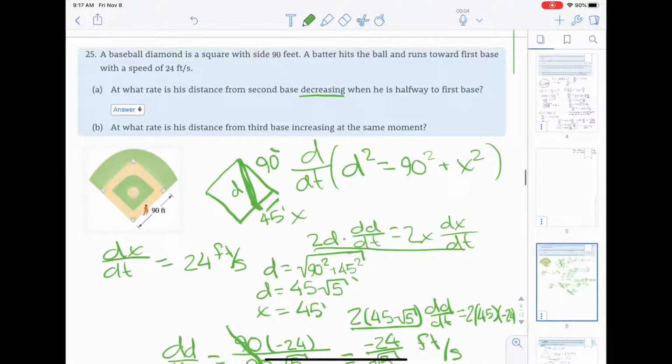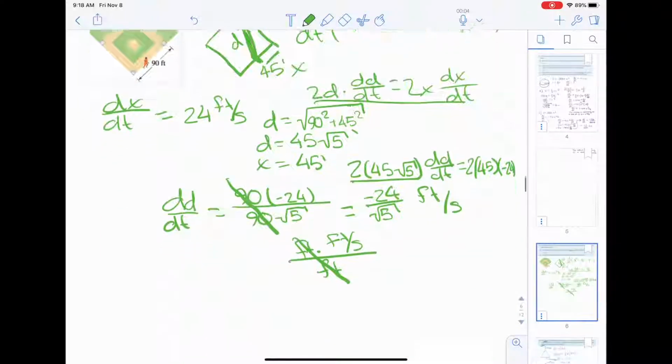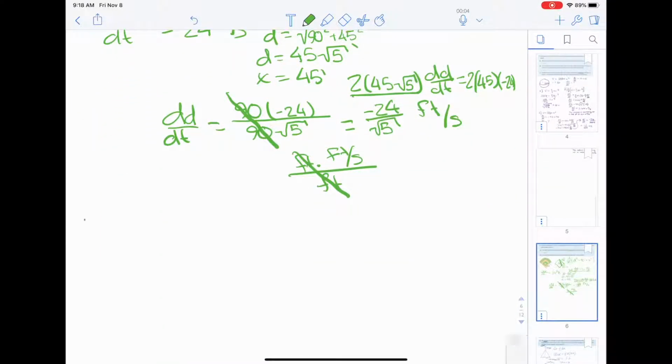And now for the second part of the question, it asks for at what rate is his distance from third base increasing at the same moment. So we'll draw our same square, and we still know that he's at 45 feet to first base, and that is still our X, but now our D is going to be from third base over, and that will be our new D.